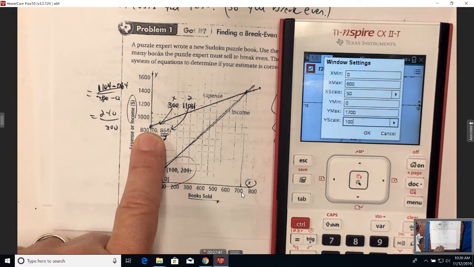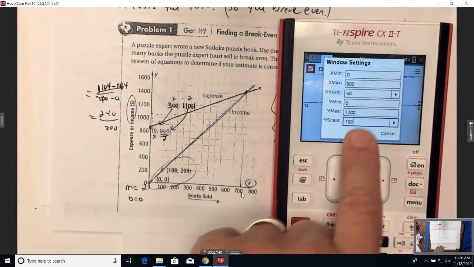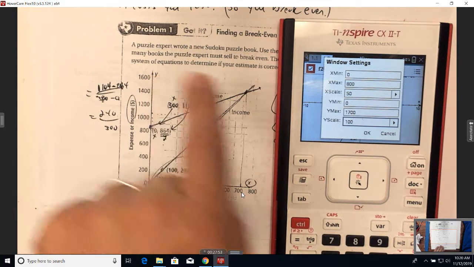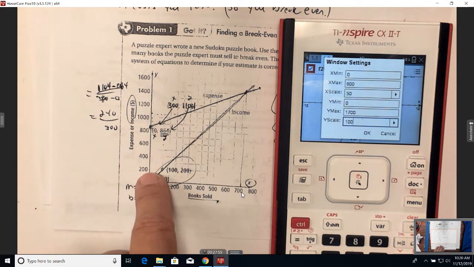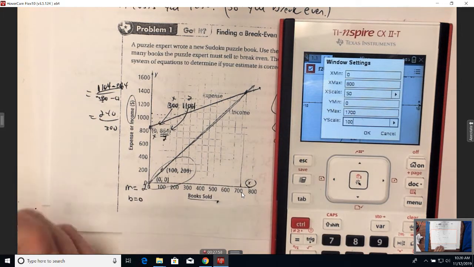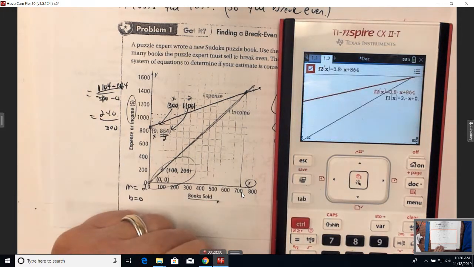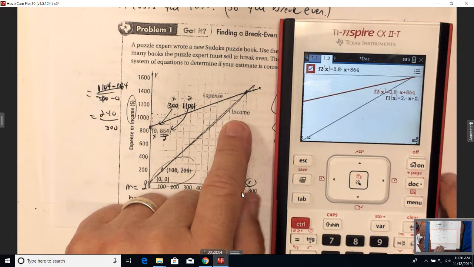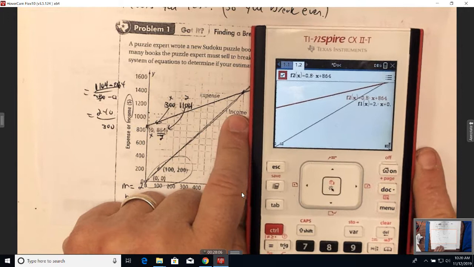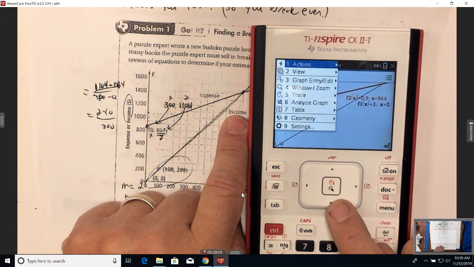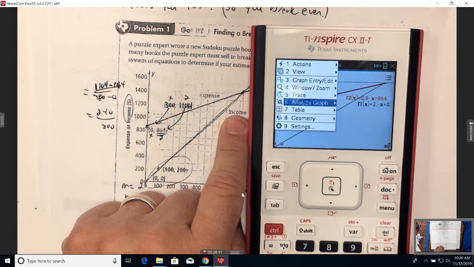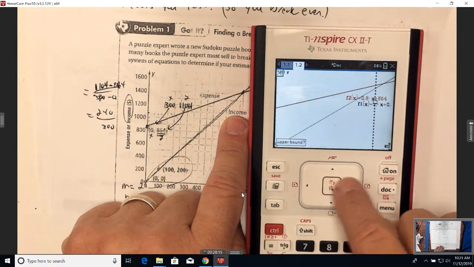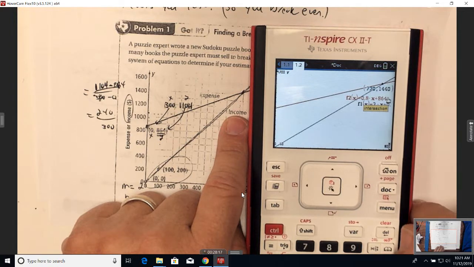You got your numbers plugged in? Same as mine? So my lowest Y is 0, my highest Y is 1700, a little bit above that, and I'm counting by hundreds. So that would be 100, 200. That's what scale means. And just hit enter. Pretty close. Find the intersection. So to find the intersection, I go to Menu, Analyze Graph to see where they cross. Go to number 4. Move it to the left, move it to the right, and there it is.